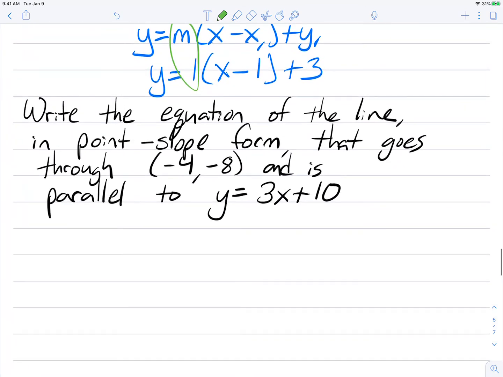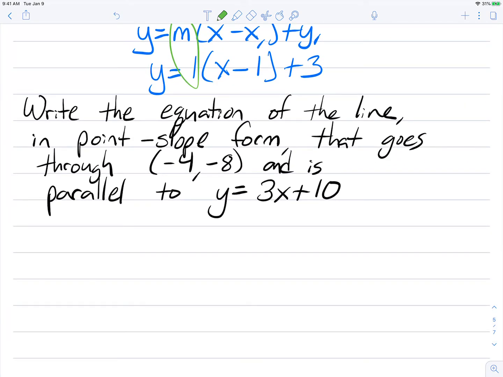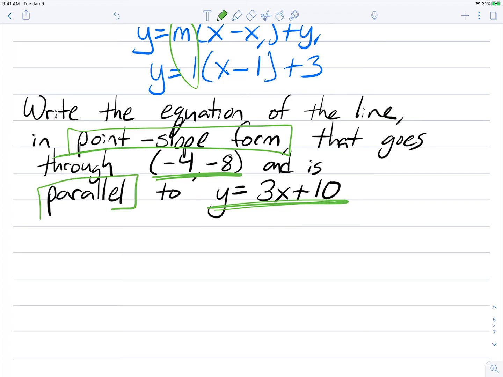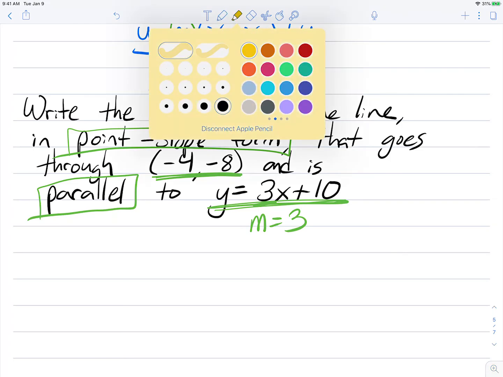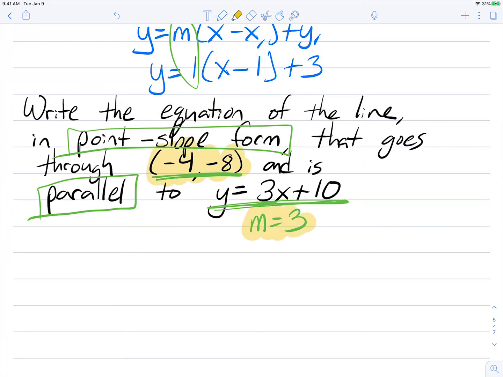Okay, last 2 problems. Write the equation of the line in point slope form, which is really nice, it'll make it easier for us, that goes through the point (-4, -8) and is parallel to y equals 3x plus 10. So we have to figure out a little bit of information on our own. The definition of parallel lines is that they have the same slope. So if this equation is y equals 3x plus 10, its slope is 3, and a parallel line will also have a slope of 3. So now I have all the information I need. I know my point and I know my slope.